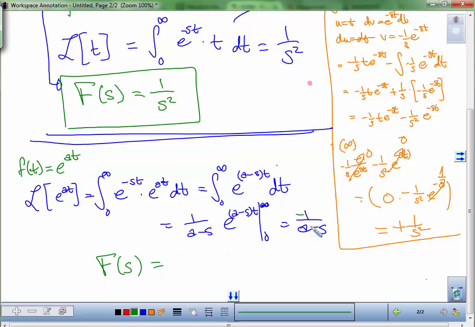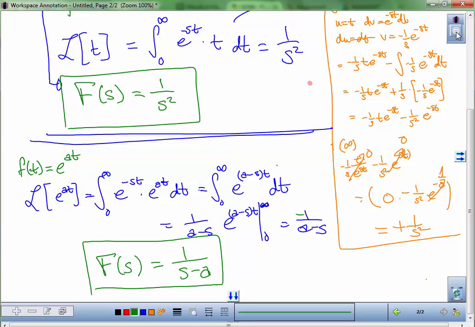So this is going to be, if I just change the denominator, there'll be s minus a. So positive 1 over s minus a. Okay. All right. So that's the beginning of Laplace transforms.